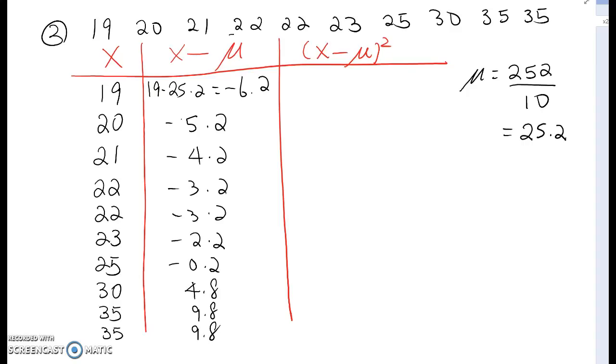After calculating all these mean deviations, you will get these differences. For the values from 19 to 25, you will have negative mean deviation values, and from 30 through 35, you will have positive mean deviation values. Then what is the mean deviation? Mean deviation means the distance from the mean value, basically.